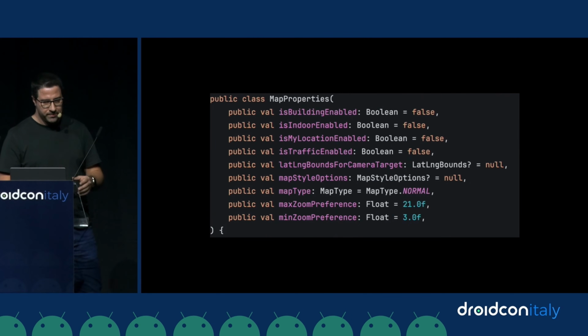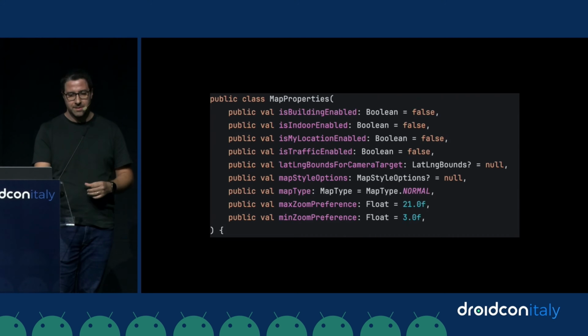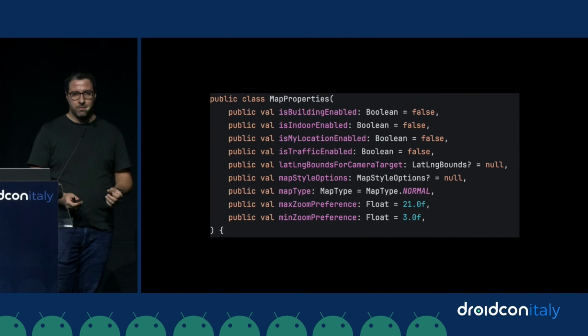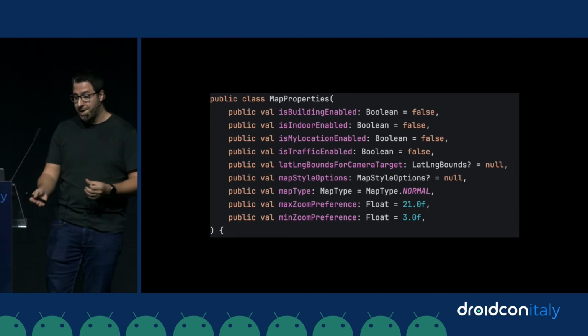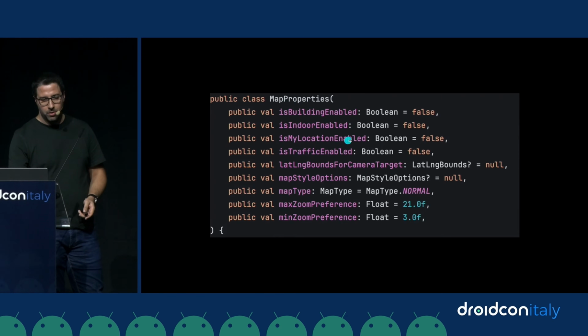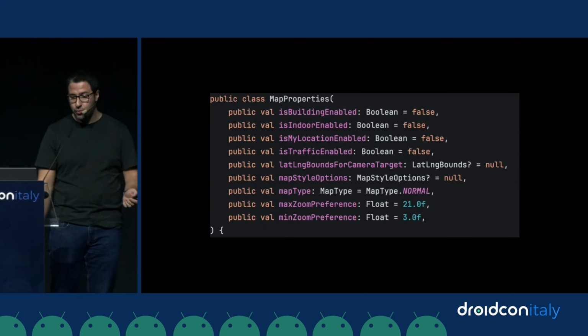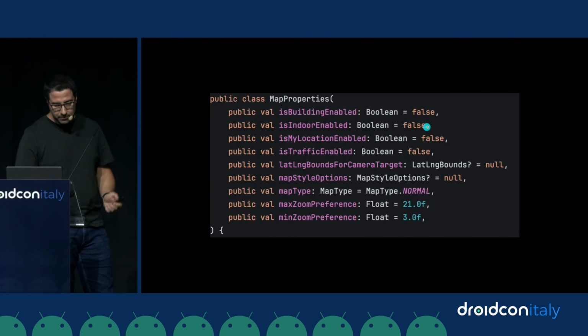Map properties allows you to set up, for instance, the min zoom or the max zoom, and the map style. You can, for instance, import a different map style for your Google Maps and make it look more like your application. Or, for instance, enable or disable your location on the map, so your point is drawn on the map by just changing this flag.